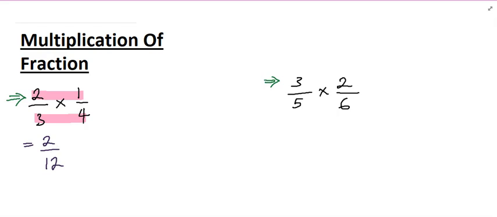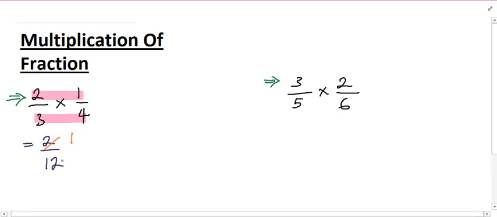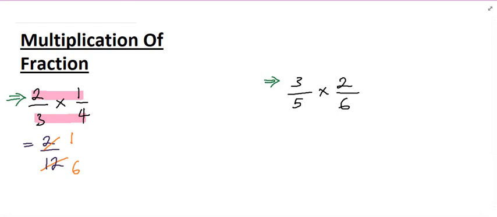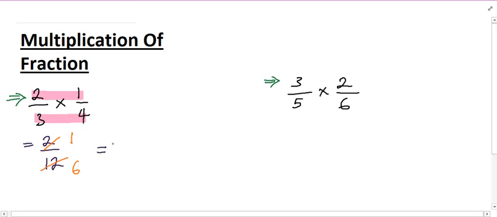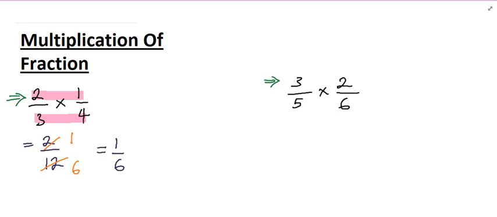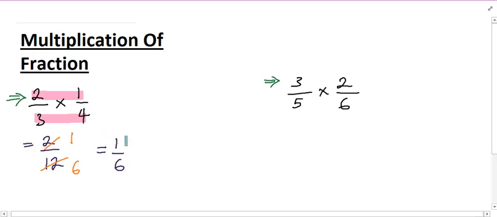Something can divide both of them. So 2 here is 1 and 2 here is 6. That means our final answer is going to be 1 over 6. That is our final answer. You would have also seen this 1 over 6 earlier.